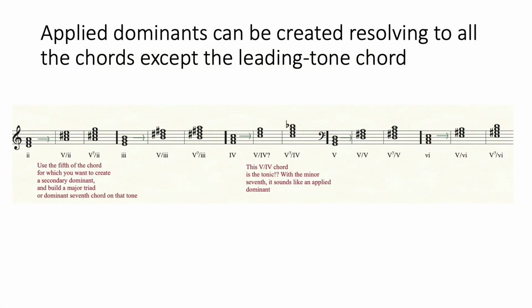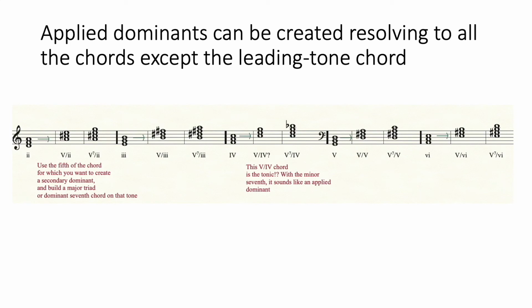To create applied dominants, we're simply going to take that target chord and take the fifth of that chord and create a major triad or a dominant seventh chord on the fifth. And we can create these applied dominant chords, as we can see here, on the supertonic, mediant, subdominant, dominant, or submediant chords.